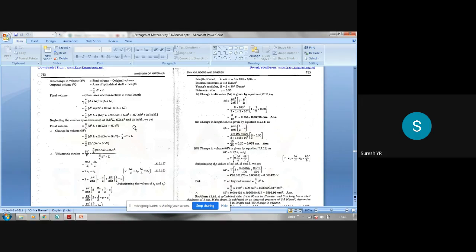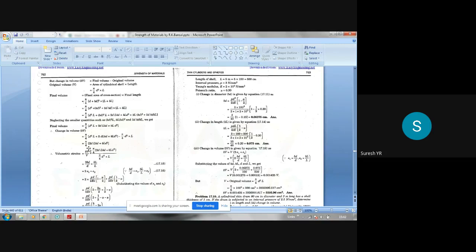So those terms you have to neglect. Then you will get the final volume. Take the difference between final volume and original volume, and you are going to get the change in volume, delta V. Then divide delta V by V, the original volume, and you are going to get the volumetric strain.